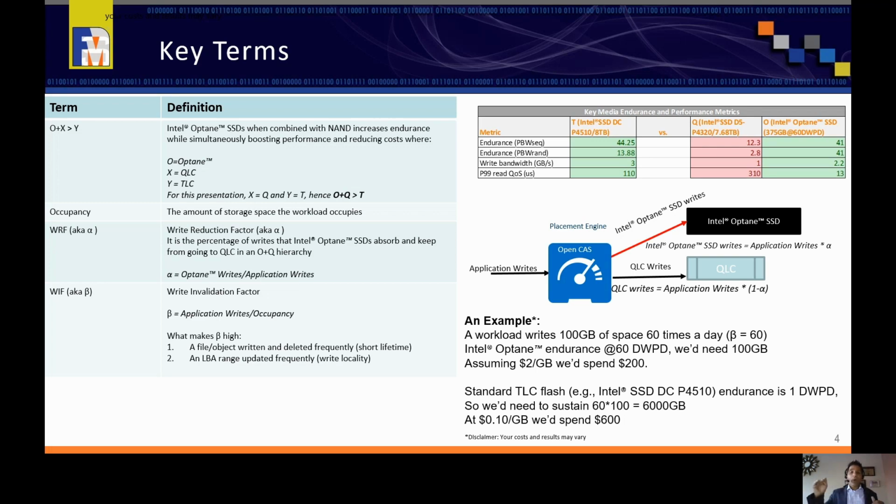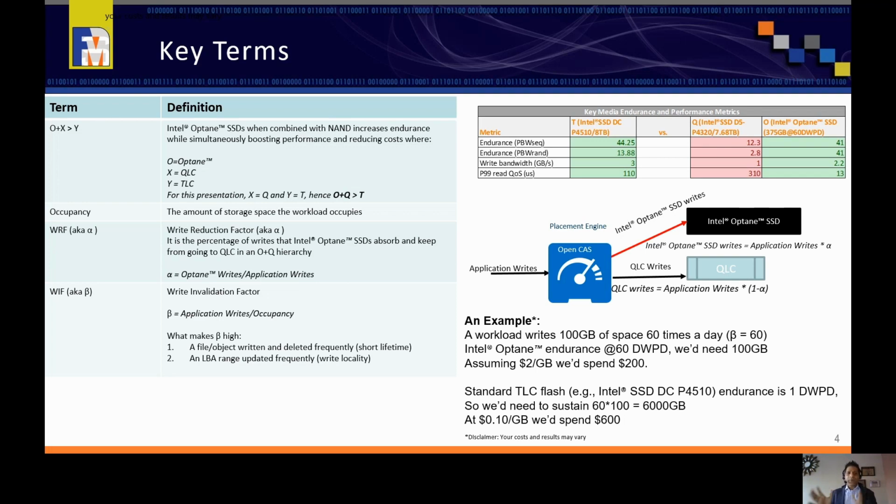Next term, occupancy, is the amount of storage space that the workload occupies. If you write 4 gigabyte file and delete it and write it again, the actual occupancy is just 4 gigabytes, even though you wrote 8 gigabytes. In a tiering scheme, alpha or WRF is the write reduction factor. It is the percentage of bytes written by workload that go to Optane. WIF or beta is the write invalidation factor. It is the workload bytes written divided by the occupancy. It is an indicator of write locality or data lifetime.